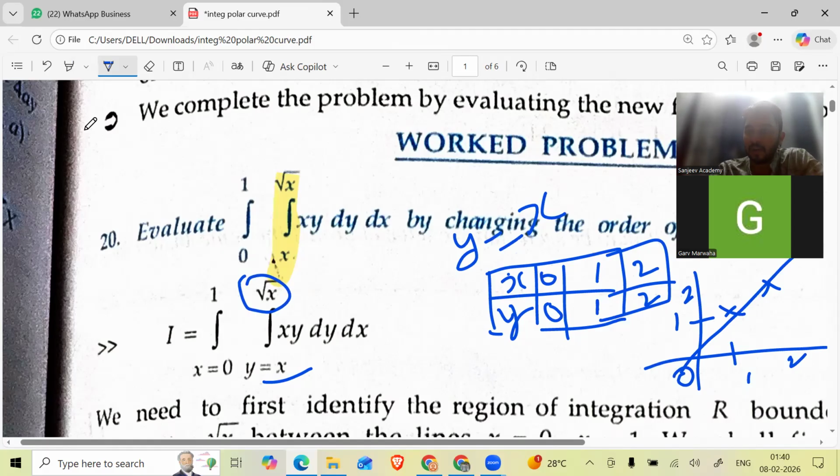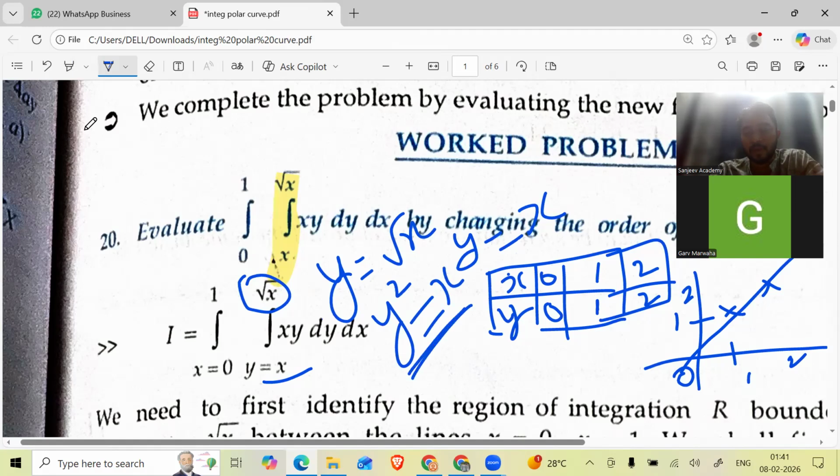And next one is y is equal to root x. We are not familiarized with root x. So y is equal to root x, right? Square it. Y square is equal to x. So the trick here, it is a parabola. But again, in the parabola, we don't know how to draw it, correct? So for that, I'll tell you one simple trick.